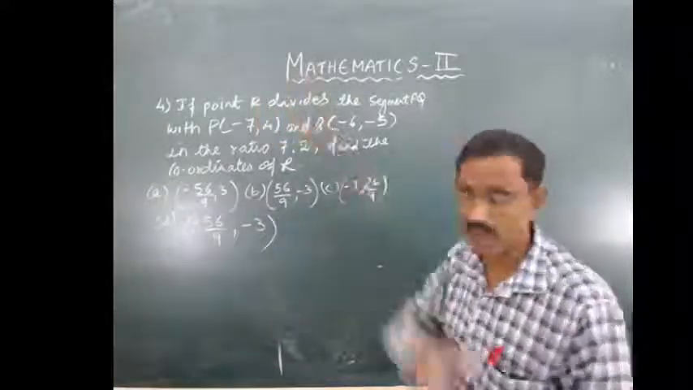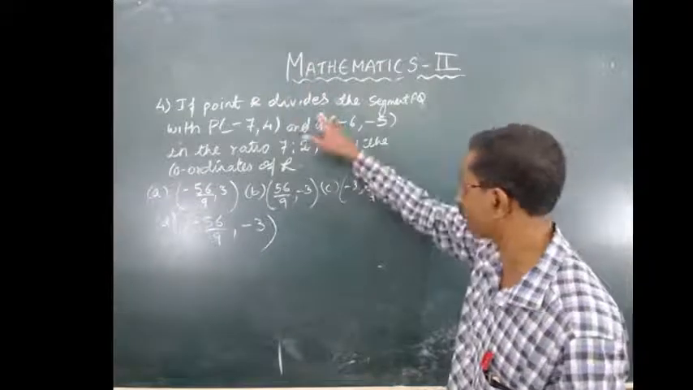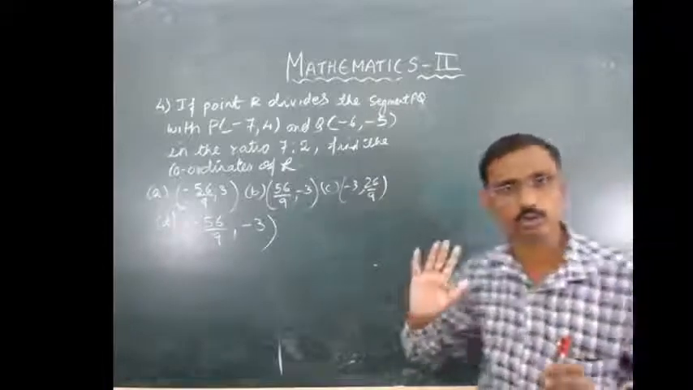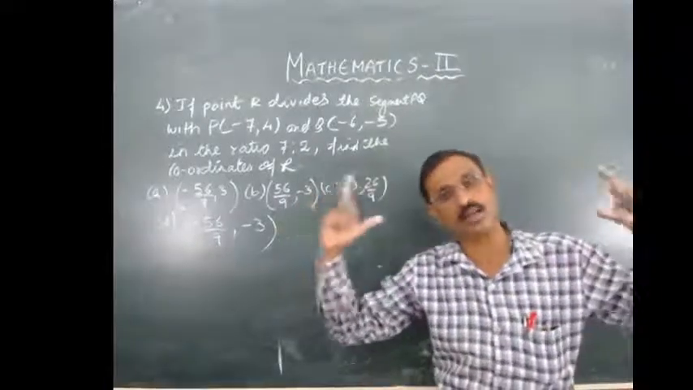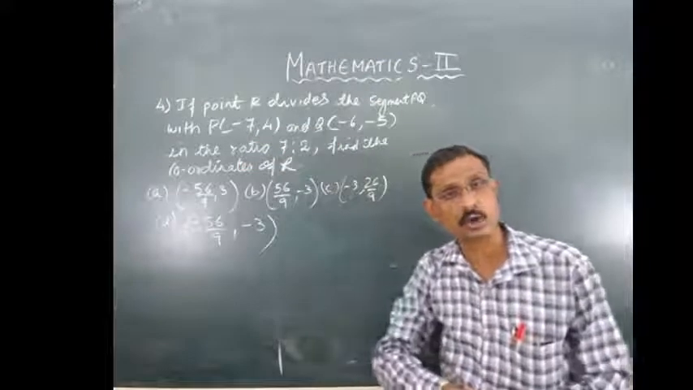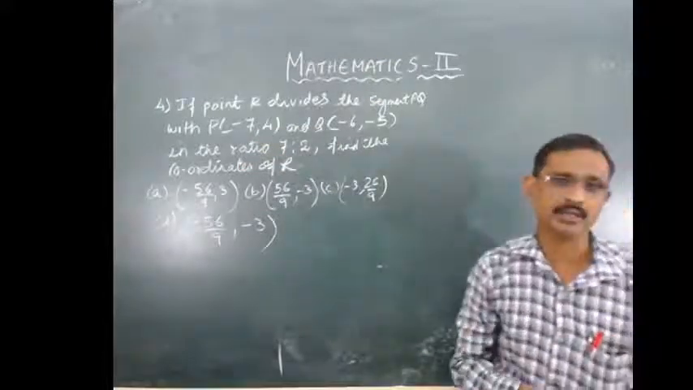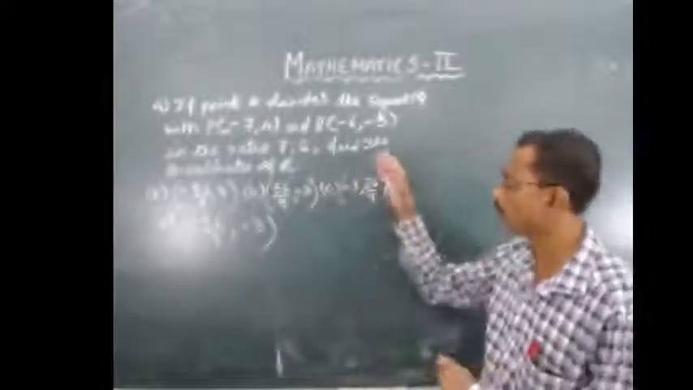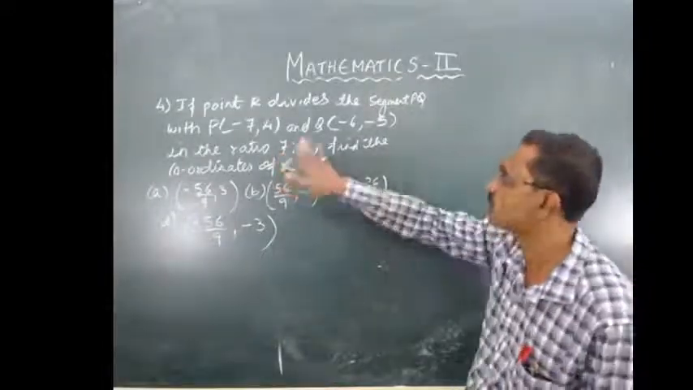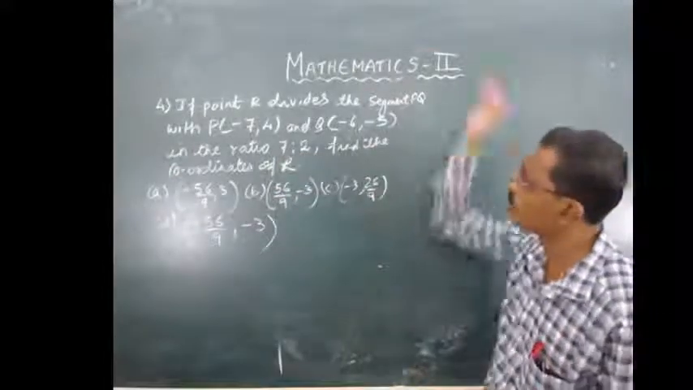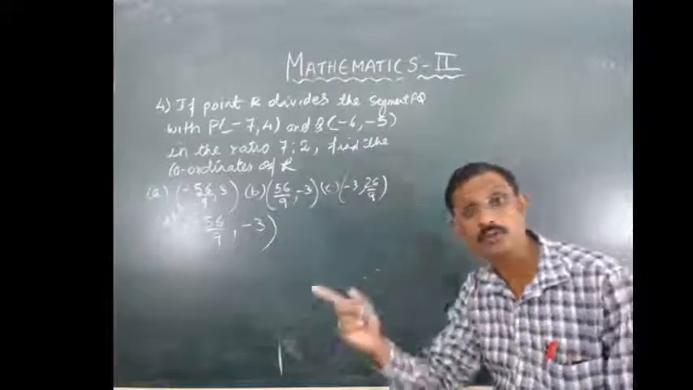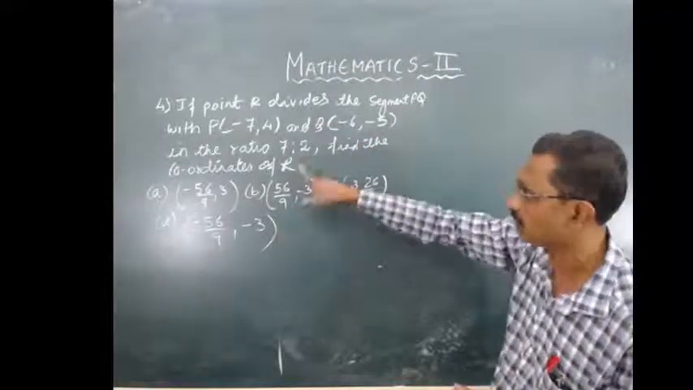If point R divides the segment PQ, there's a line segment given to you, P at one point, Q at the other end. Their coordinates are given to me: P is minus 7 comma 4, Q is minus 6 comma minus 5. And what is the ratio in which they are divided? 7 is to 2. And who divides it? The point R divides it. Now we have to find the coordinate of that R.